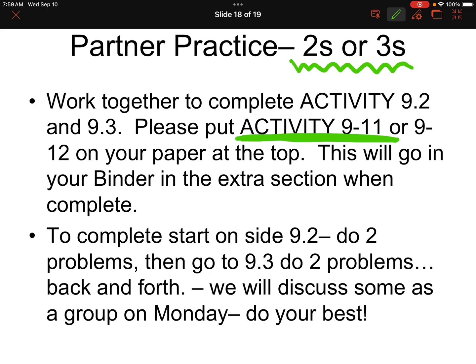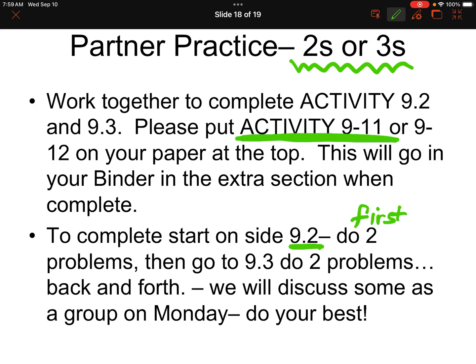How I want you to complete this is I want you to start on side 9-2, and I want you to do the first 2 problems together. You have answer banks. You guys can bounce ideas off each other. Hey, is this what you think? Yeah, that's what I think. Oh, I think we're in the right. All of that as well.